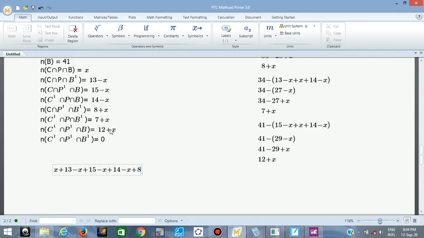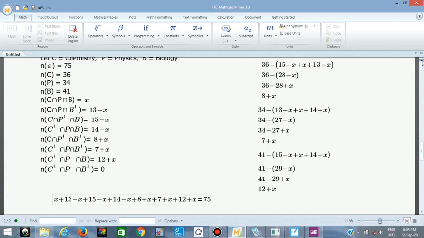So I'm here now, 8 plus x, 8 plus x. Then we are here now, 7 plus x plus 7 plus x, then plus 12 plus x. So everything should be equal to 75. Take note, starting from x: 13 minus x plus 15 minus x plus 14 minus x plus 8 plus x plus 7 plus x plus 12 plus x equals the total universal set, which is 75. You can see, which is 75.